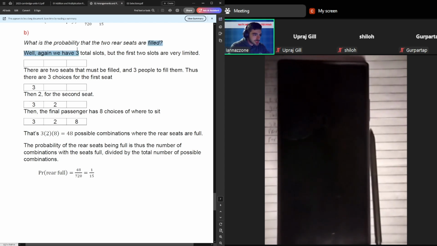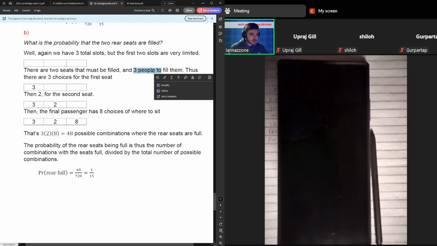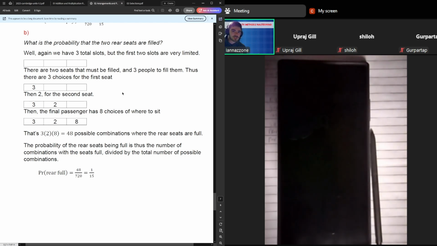So in this case, if the restriction is to make sure that the 2 rear seats are filled, then that means I want to fill those seats as early as possible. So I've got my 3 people that I can choose from. That means I have 3 choices for one of those rear seats. Then I have 2 choices for the next seat. And lastly, that final passenger can sit wherever they please. There's 8 total choices after that. We've already filled in those 2 rear seats. That's what I mean by backfill. You just fill in everything else after the restriction has already been met.